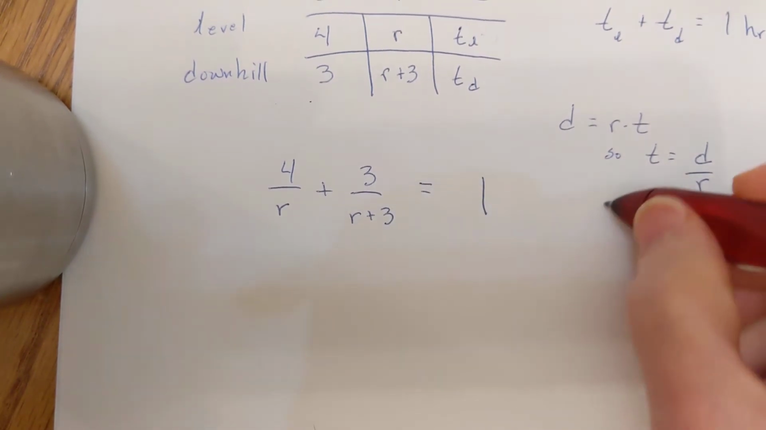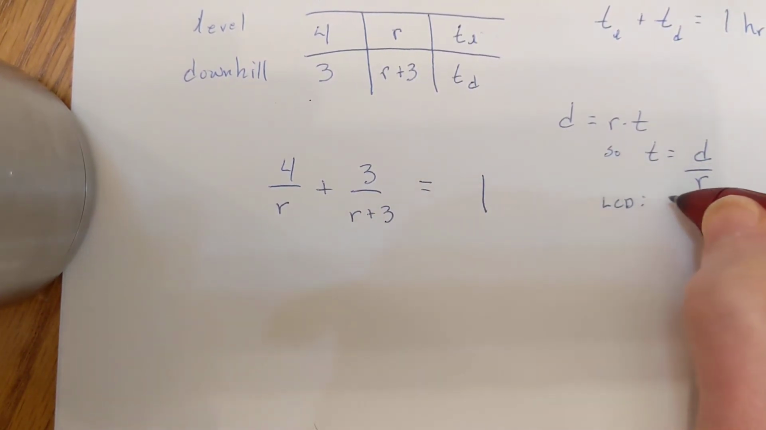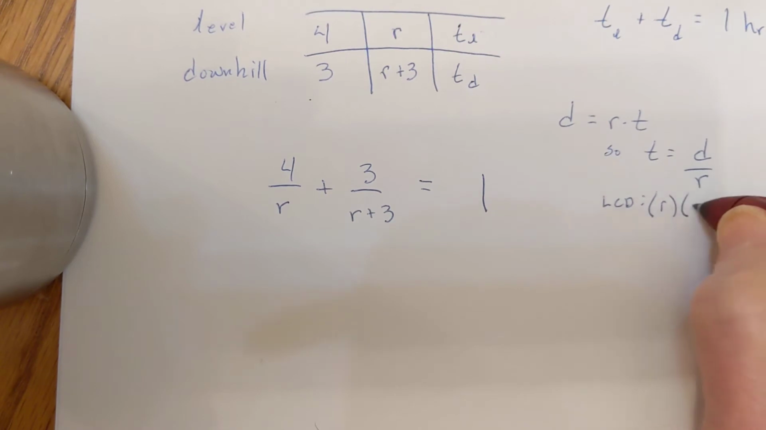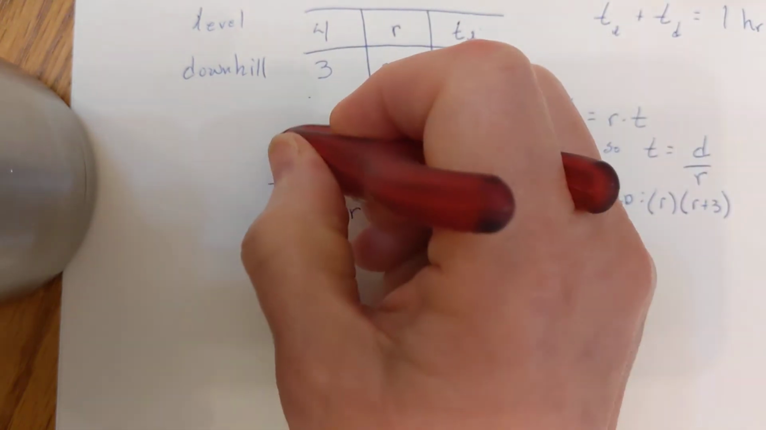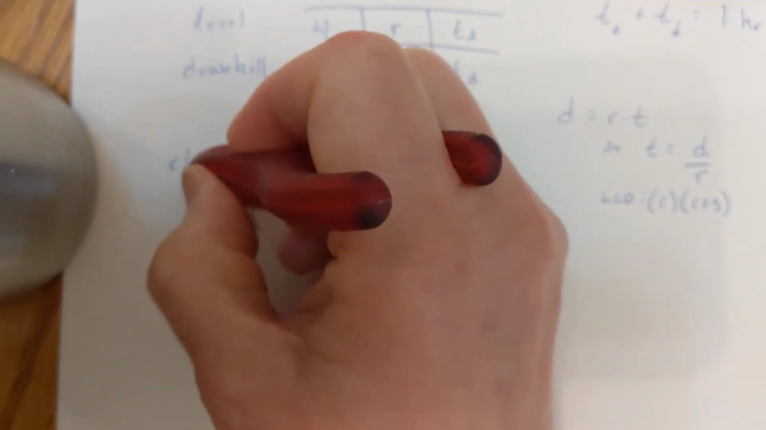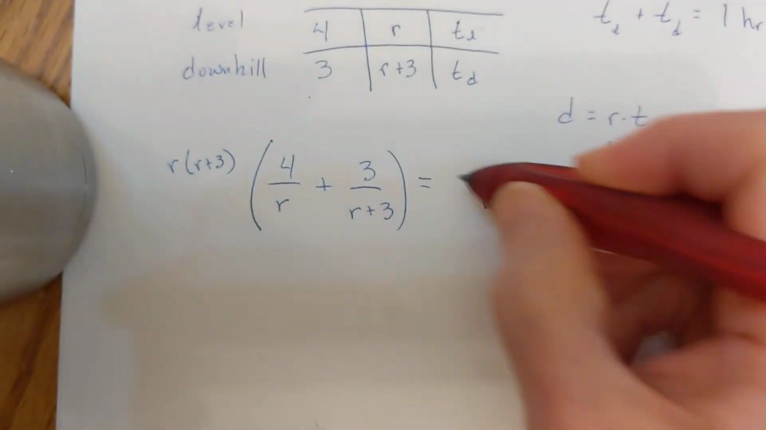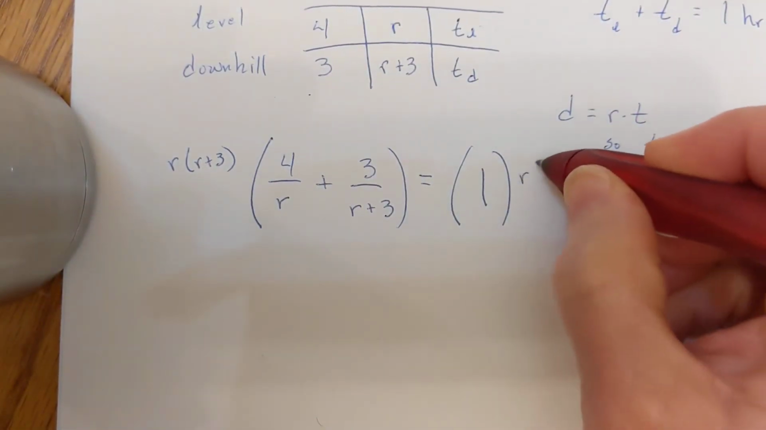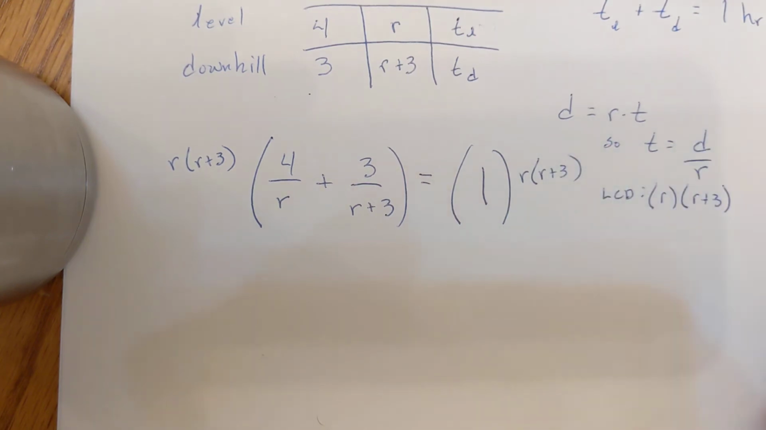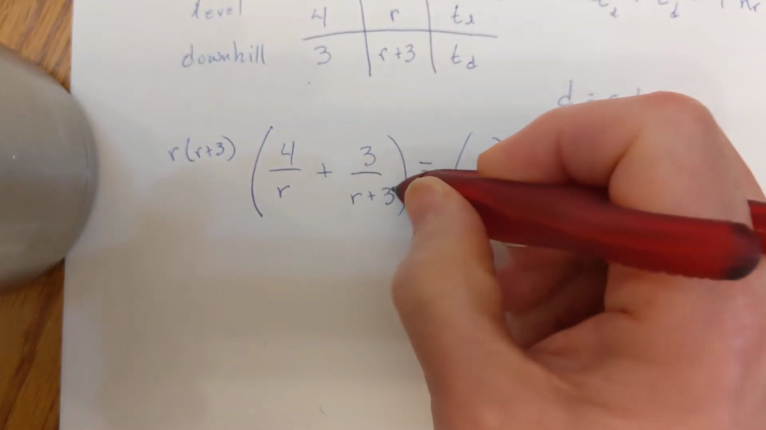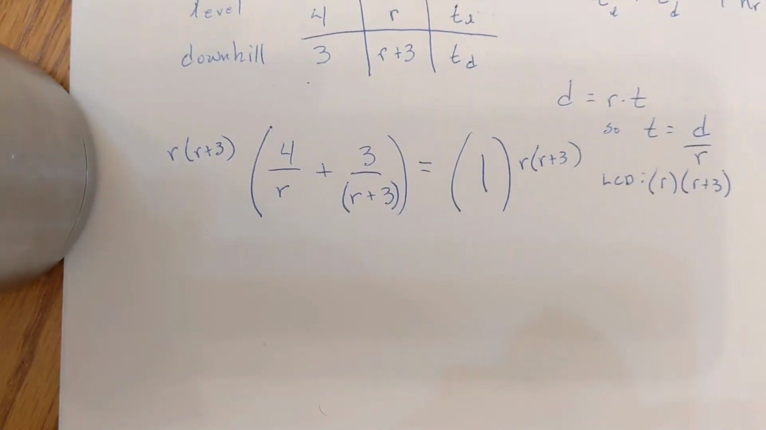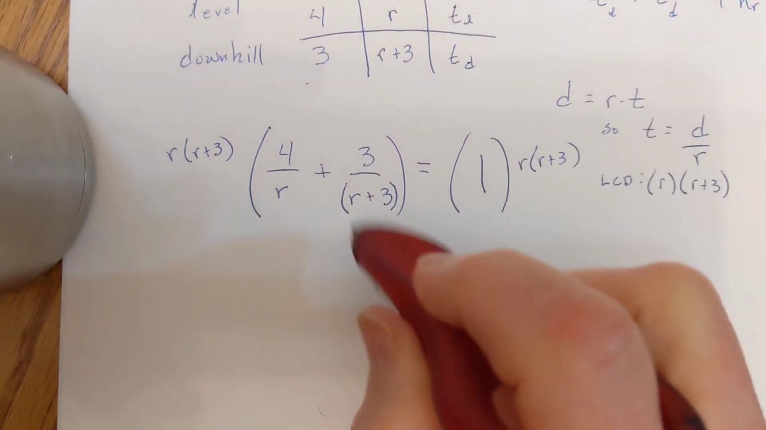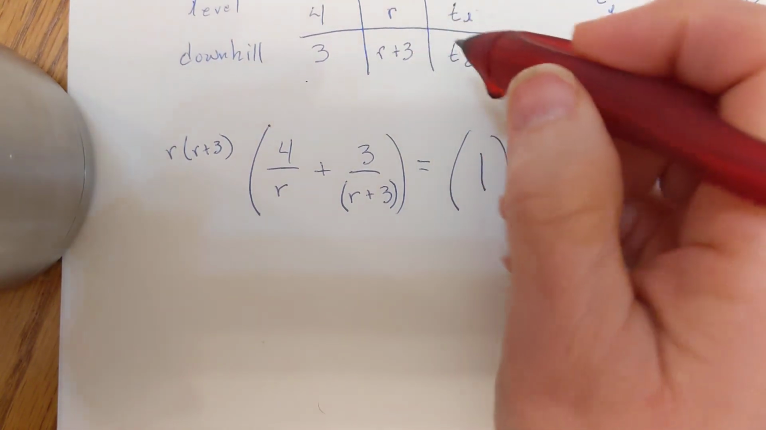I'm going to multiply by my least common denominator, which is R times R plus 3. So I'm going to multiply this side of the equation by R times R plus 3, and this side of the equation by R times R plus 3. When I do this, I make sure this R plus 3 in my denominator here has parentheses around it, so I know that comes as 1 unit. I can't factor anything out here.